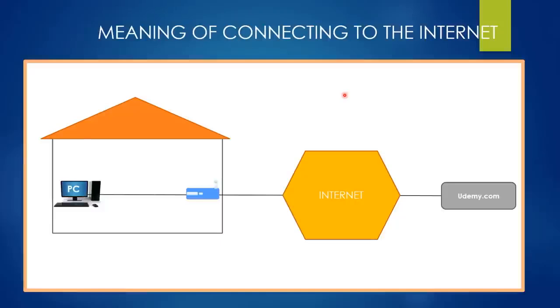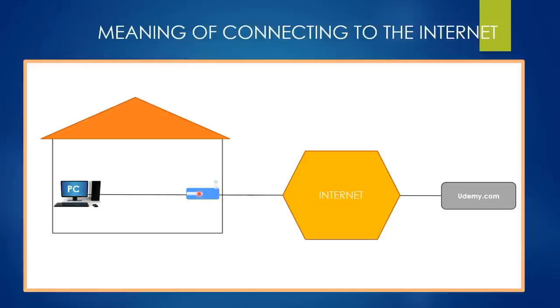Now, we are going to discuss the meaning of connecting to the internet from the computer's perspective, and I believe that it is very important to understand this event. Assume that we are in a home instead of an office and we have only one computer. Therefore, to be able to connect to the internet, what we only need is a home router, isn't it?